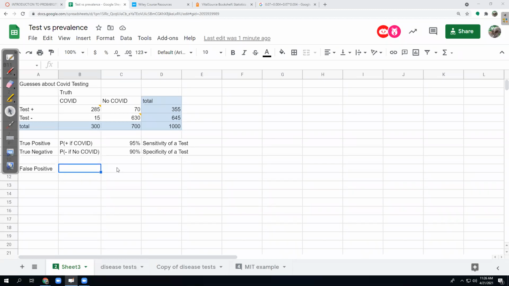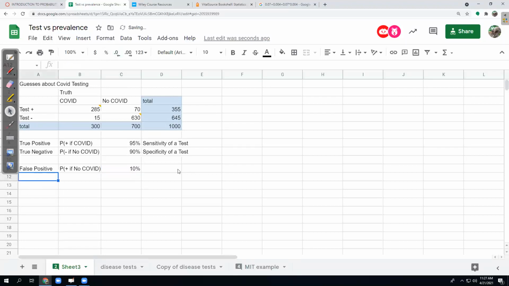So false positive, let's put the notation, I'm gonna click in the cell, I guess. Probability of getting a positive test if no COVID. And so again, no COVID is all I care about, right? But they tested positive. So equals, in the no COVID column, they tested positive out of all the no COVID cases. Right? And that's just called false positive. And so if this data is correct, then there's a 10% false positive rate.